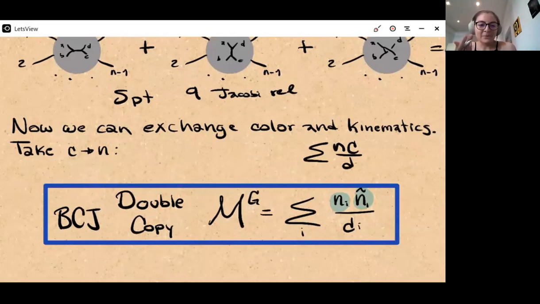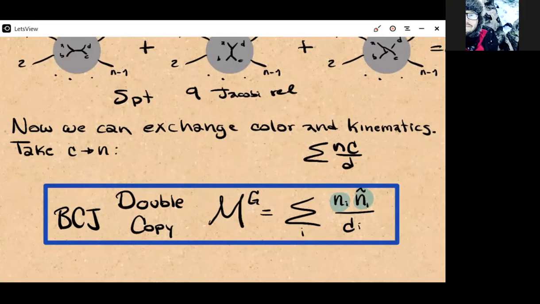At least this time, you can say you have a reason for it, because you have the same algebra for both the color and kinematic parts. And again, here I put a tilde because you can match different left and right theories.